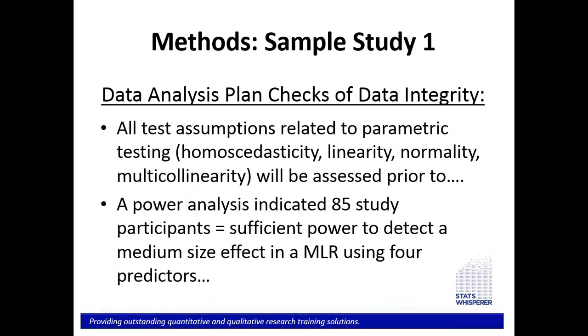Then we also want to mention our checks of data integrity. So all test assumptions related to parametric testing, if you recall, right? Homoscedasticity, linearity, normality, multicollinearity, checks of outliers, and so on, will be assessed prior to quantitative analysis. Now, sometimes the power analysis gets its own paragraph, but we could also include it here in the methods. So a power analysis indicated 85 study participants provided sufficient power to detect a medium-size effect in an MLR using 4 predictors, and so on.